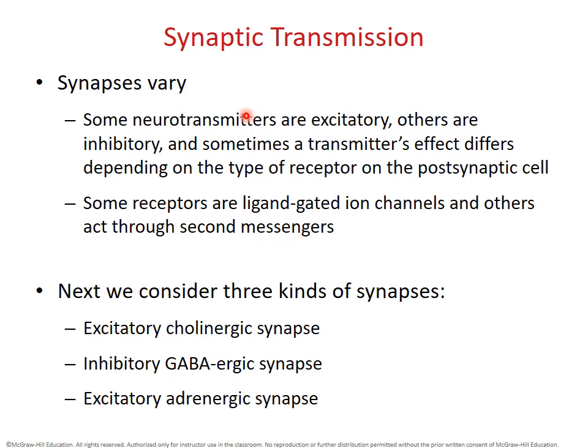So we're going to see examples of this, of all these different effects, by looking at three basic kinds of synapses that exist. Excitatory cholinergic synapses, inhibitory GABAergic synapses, and excitatory adrenergic synapses. And there are other kinds, of course, because again there's over 100 different types of neurotransmitters, but we're going to use these three to illustrate the various kinds of events that can happen at different kinds of synapses.